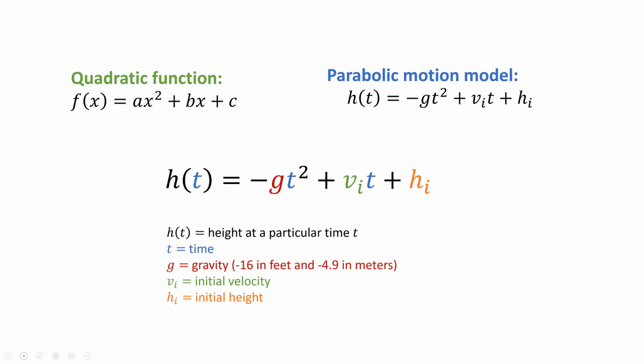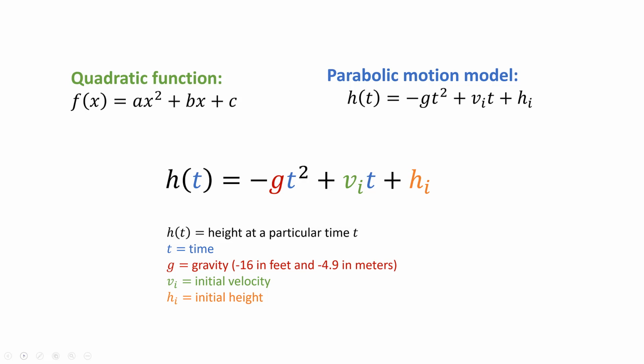And if the distances in the problem are being measured in meters, then G is going to be minus 4.9. Now, VI represents the initial velocity, and HI means the initial height. If the object was thrown upward from the ground, that means that its initial height was 0. Therefore, the third term would be 0, so you wouldn't have a third term. In that case, your quadratic function would only have the first and second terms.